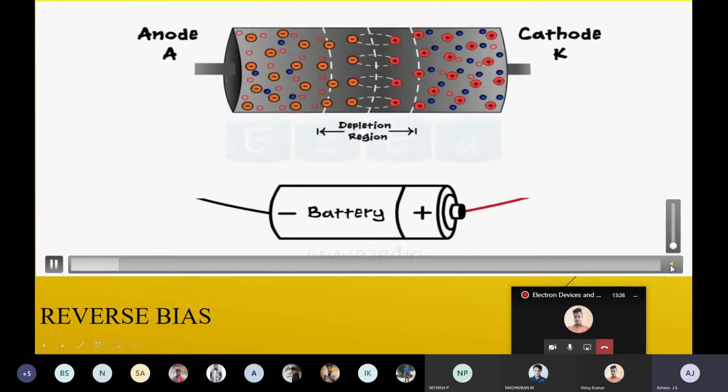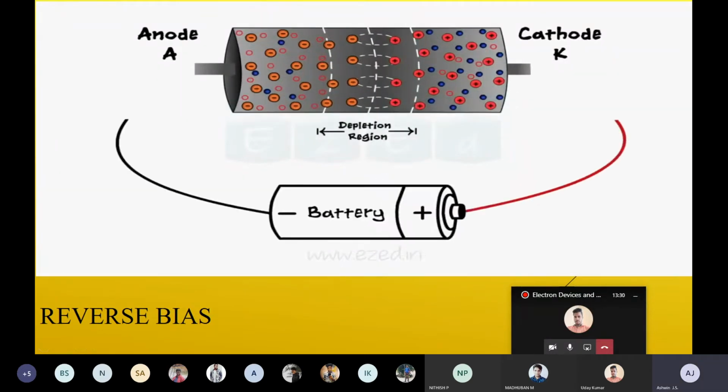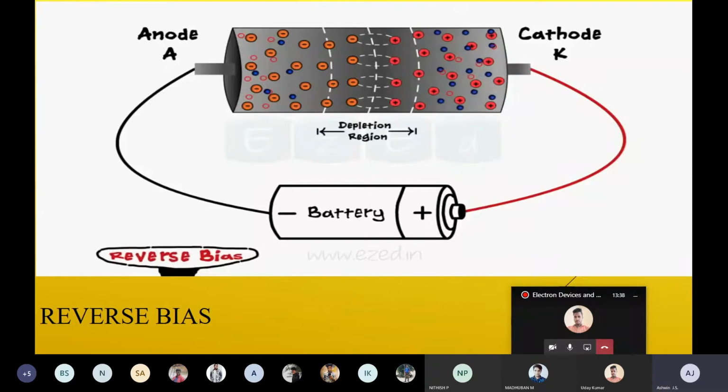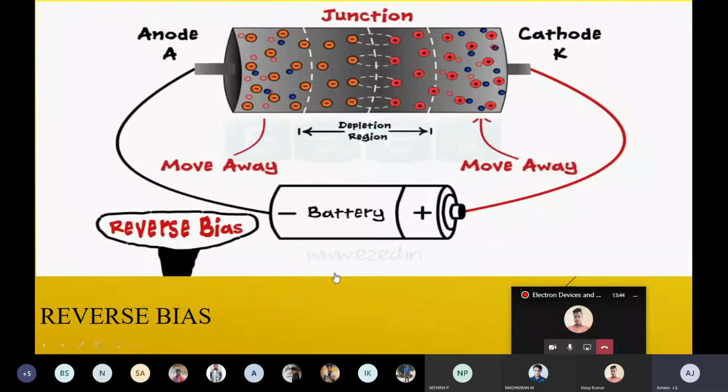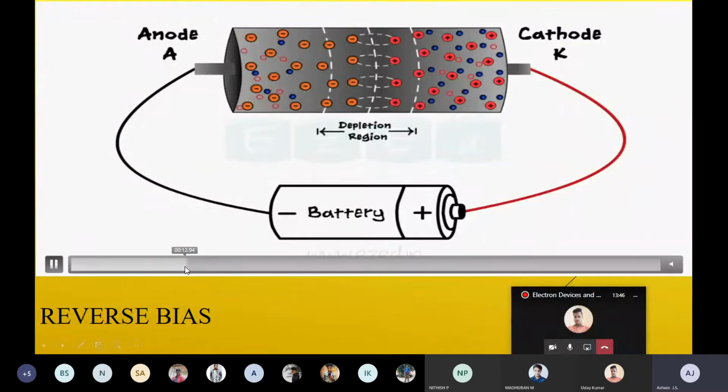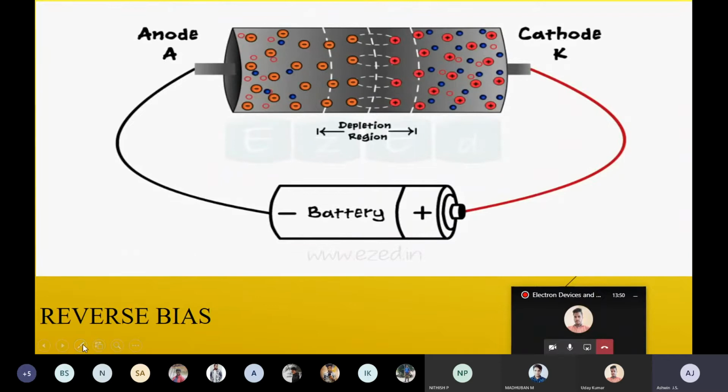So in the second, I am just changing the polarity of the magnitude. For the anode I will give less magnitude and for the cathode I will give more magnitude. It represents that for the cathode I am giving positive, and for the anode I am giving negative. So due to this, the free electrons are moving. Now the depletion layer, so now the depletion layer is at this level only. From here to here, a small one.